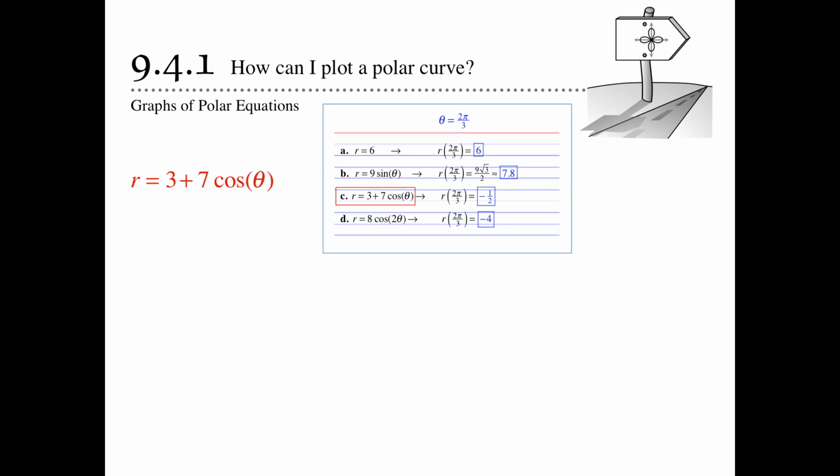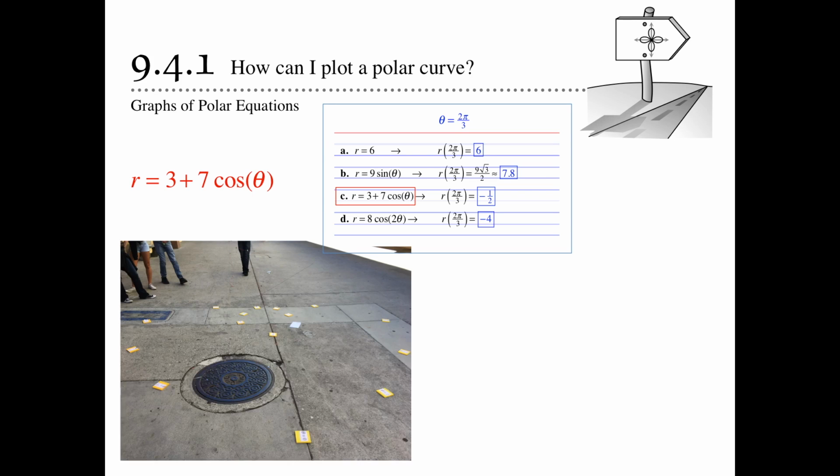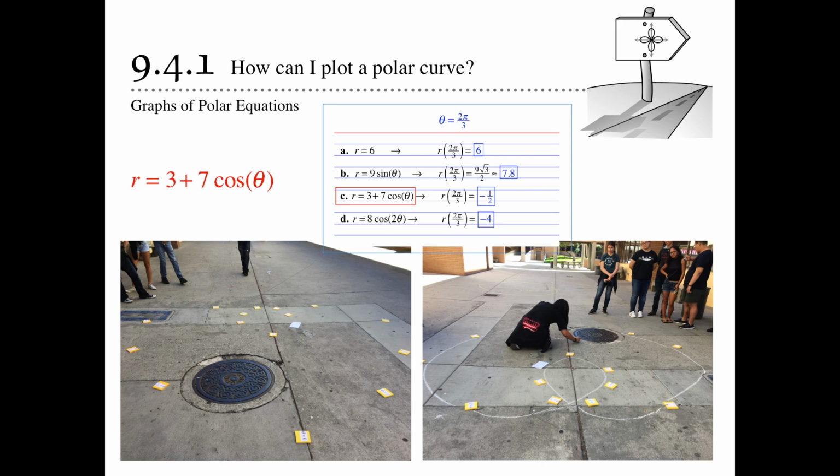Part C is a bit more complicated than the circles in parts A and B. Here's what the plot of r equals 3 plus 7 cosine theta will look like once all the markers are laid down. The shape of this polar curve might be hard for your students to visualize at first, but once they are ready to connect the markers with chalk, if they are guided to carefully trace through the 0 to 2 pi markers in numeric order, then a limaçon with an inner and an outer loop will be revealed.